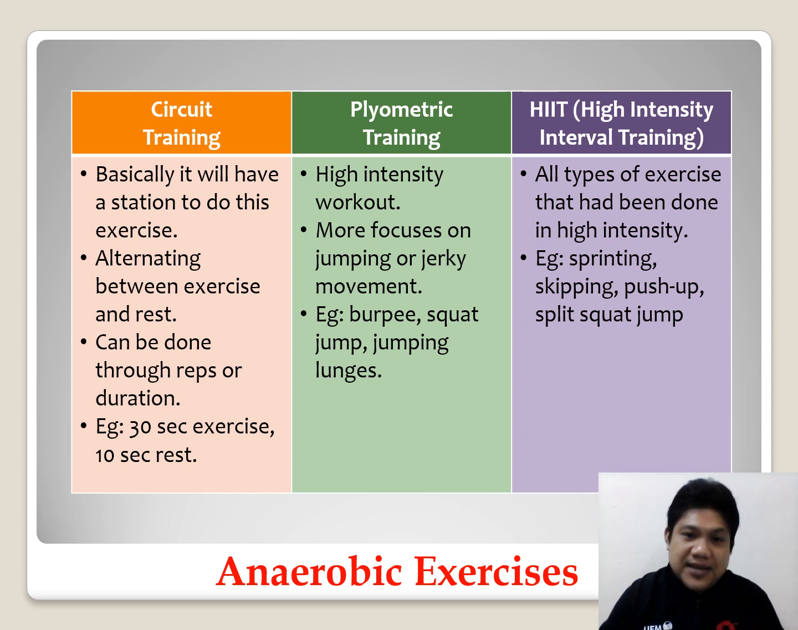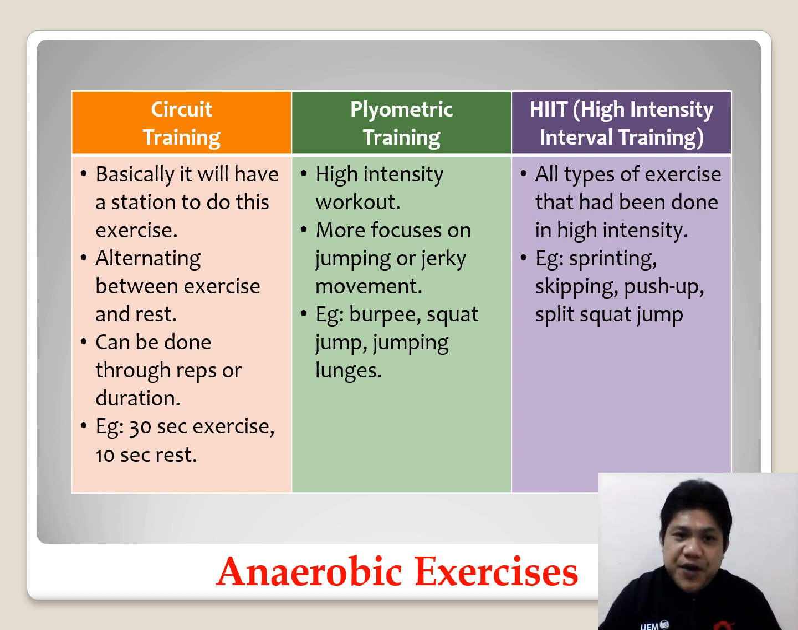This is anaerobic exercise, so I just give you 3 examples. We have circuit training, we have plyometric training, and we have HIIT or high intensity interval training. Basically, you will have a station to do this exercise. Okay, this is my explanation about circuit training. Alternating between exercise and rest, and circuit training can be done through reps or duration. For example, 30-second exercise, 10-second rest, and then we continue.